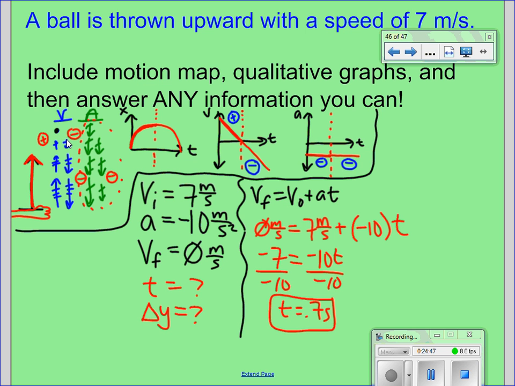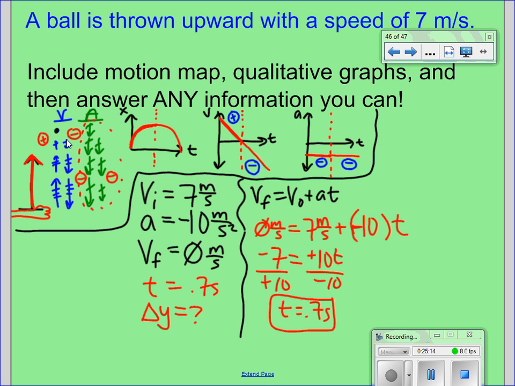Now notice, what if you hadn't made the 10 negative, but you left the 10 positive? Well, then you would have gotten a negative 7 divided by a positive 10, and you would have ended up getting a negative 0.7 seconds, which you know is not possible. So that is another kind of check to make sure that you make your acceleration have the right sign. And in this problem, it's negative. All right, so now I know my time is 0.7 seconds.